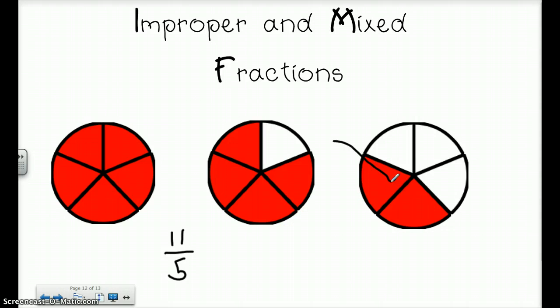And then how many wholes do I have shaded in? Well, I have to move this piece over here. So that would make 1 whole, 2 wholes, because I moved 1 piece over here to make it whole. So that's 2 wholes and 1 fifth are shaded in as my mixed fraction because I have 2 whole circles and then 1 fifth. Even though this isn't a whole, I can move one over and make it a whole. So don't let that trick you.